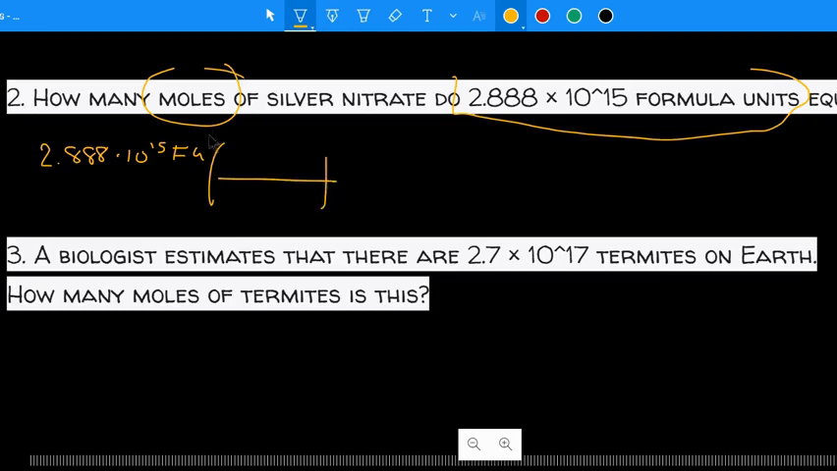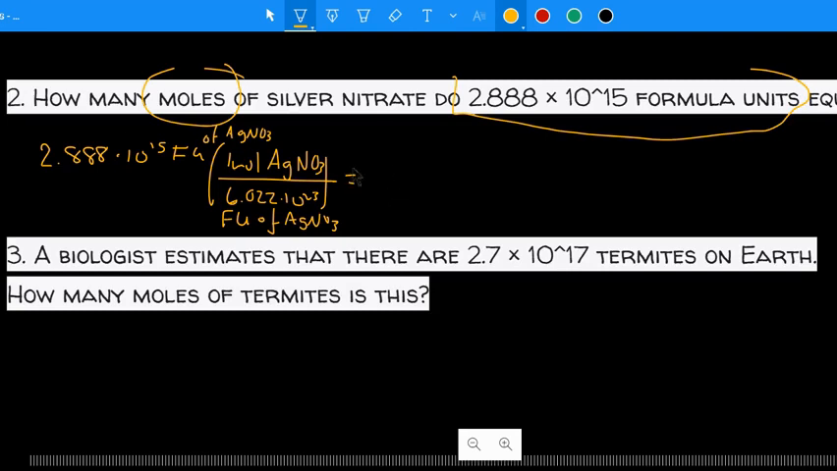Oh, I forgot to write of silver nitrate. I know in 1 mole of, sorry guys, nitrate, I'm trying to go quick. Haste makes waste. AgNO3, and that means that I have 6.022 times 10 to the 23rd formula units of silver nitrate.